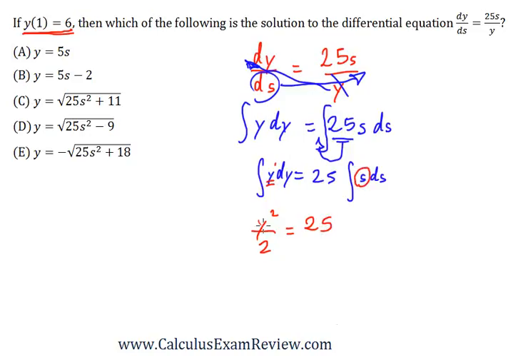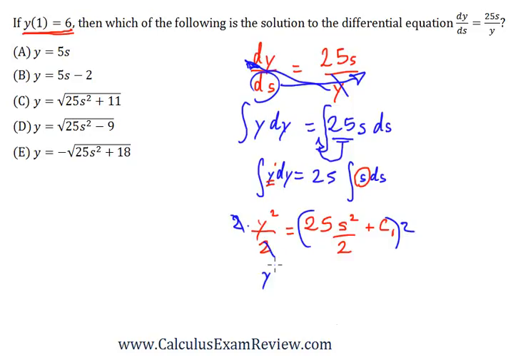Now what's the antiderivative of s? Well, same thing that we got here with the y. It's going to be s squared over 2. And we need to add a constant, call it c1 for now, because we're integrating, right? So we don't know what c is. Great. Now, we want to isolate y, so just multiply both sides of the equation by 2.